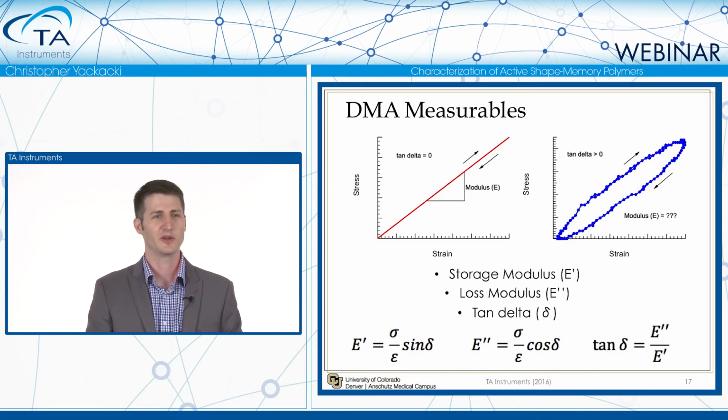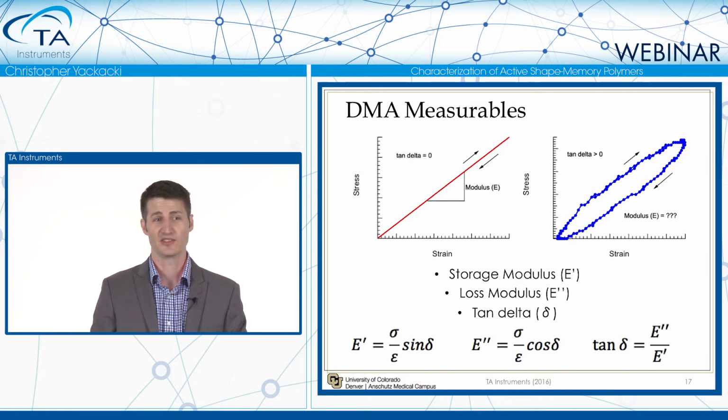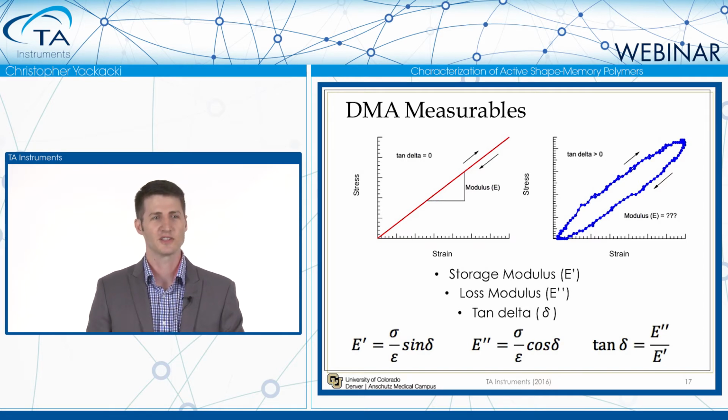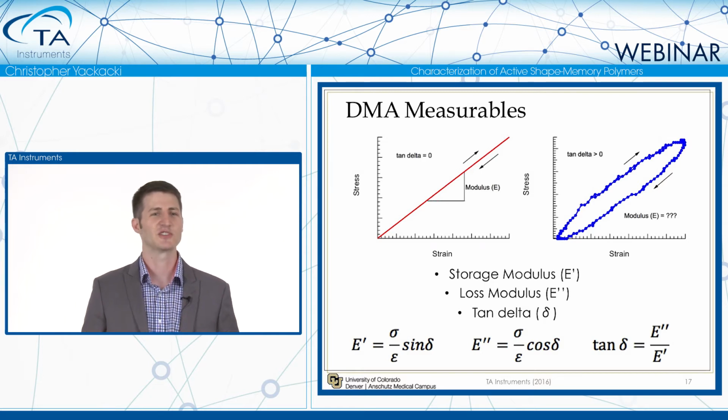But if you have a material that is not perfect, it has a delta or is out of phase just a little bit, it's greater than 0, all of a sudden your stress strain curve looks like a circle or a loop, all right? And so that traditional definition of modulus doesn't necessarily apply. You can't just take a slope of a simple line.